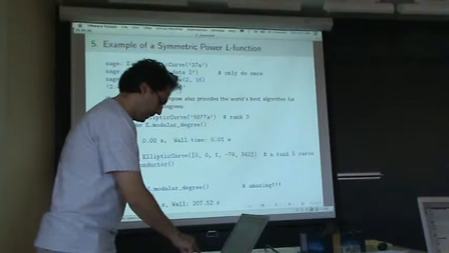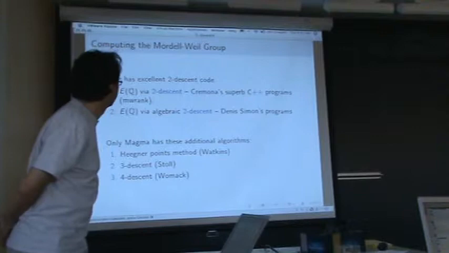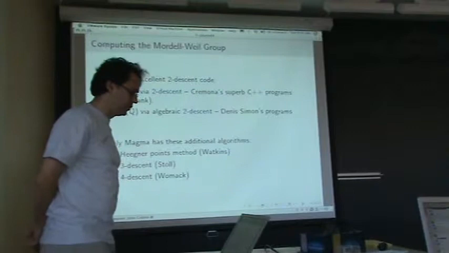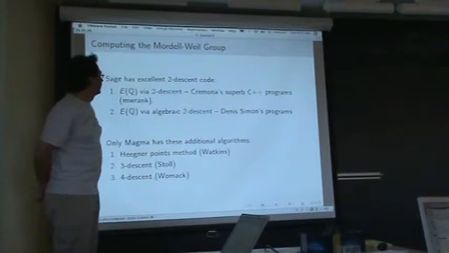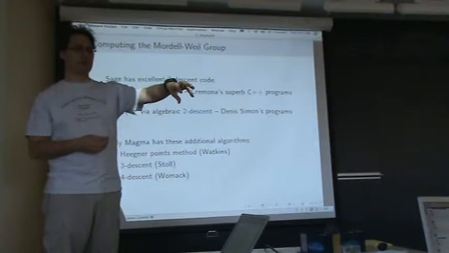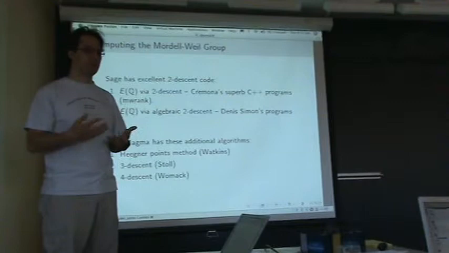So, computing Mordell-Weil groups, here's the situation. First, Cremona's very often used, nicely refined, stable, and powerful program, mwrank, is in Sage. It gets used either as an external process, or there's a direct C library linked to it. So the support for using mwrank from Sage is very good.